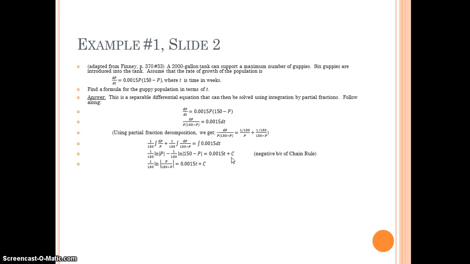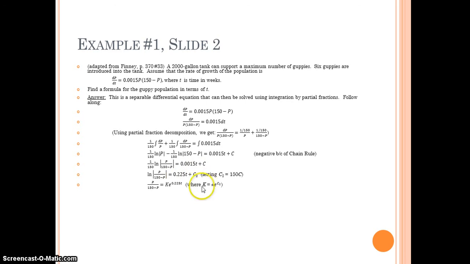I'm going to combine using our log laws. This is very helpful here. And I'm also going to move the 150 over by multiplying both sides by 150 so that we can just deal with the natural log here. So we end up getting natural log of absolute value of p over 150 minus p is equal to 0.225t plus another constant, which we'll call c2.